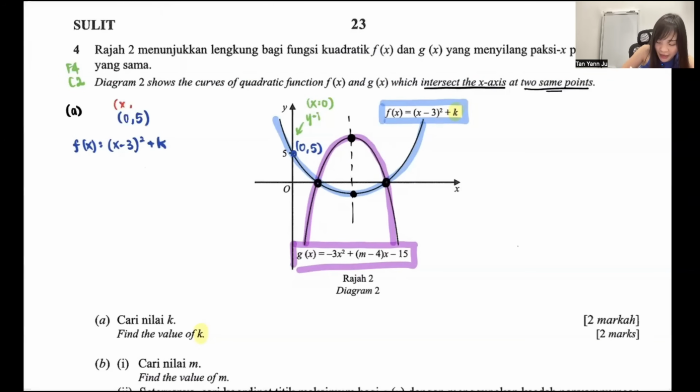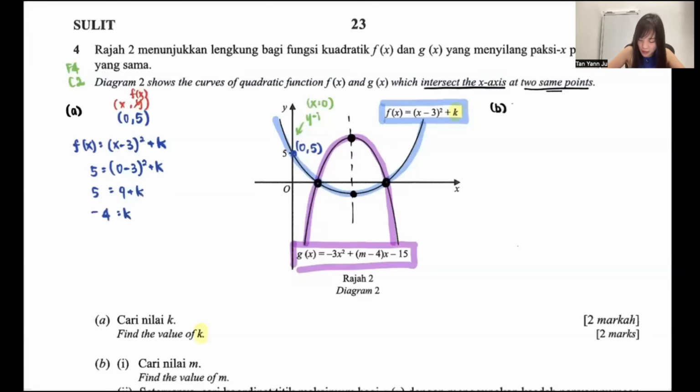So 0 is the x, 5 is the y, but in this question the y we call f(x). So now we sub, yeah? f(x), we sub 5. X, we sub 0. (0 minus 3) squared plus k. So I get 9 plus k equals 5. K, I'm getting negative 4. That, got it. Okay, so this is A1.